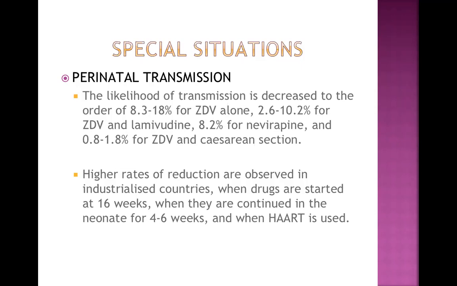Now, the likelihood of transmission is decreased to the order of 8 to 18% for zidovudine alone, 2.6 to 10.2% for zidovudine and lamivudine if they are combined together, 8.2% for nevirapine, and 0.8 to 1.8% for zidovudine and cesarean section together. So you don't need to remember these percentages as such, but just make a concept out of it. Remember, without using any of these interventions, the chance of transmission may be as high as 35 to 40%. Now, with the use of these different interventions, look at the percentages there. They drastically decrease. So that is the message for you.